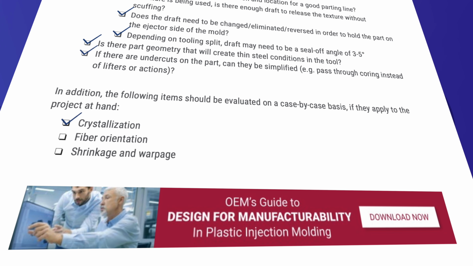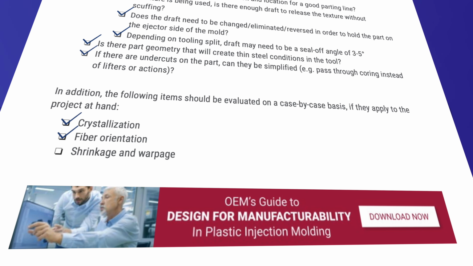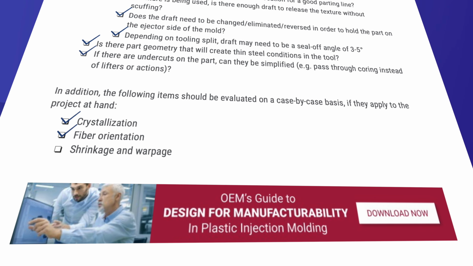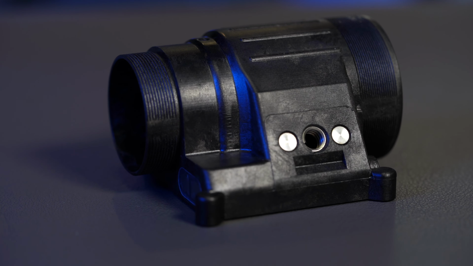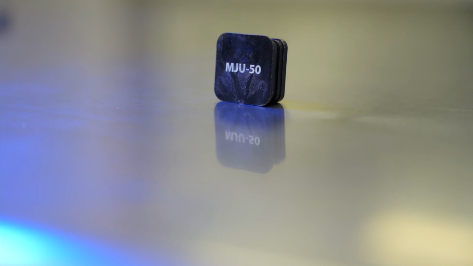And finally, we have advanced material effects. Crystallization in semi-crystalline polymers affects shrink rates, stiffness, and dimensional stability. This must be evaluated when tight tolerances or high performance is required. Fiber orientation also applies to fiber-filled resins like glass-filled nylon. During flow, fibers align along the direction of flow movement, and this creates directional strength, but also drives directional shrinkage and warpage, so gate placement and flow paths directly control fiber behavior and need to be carefully considered.